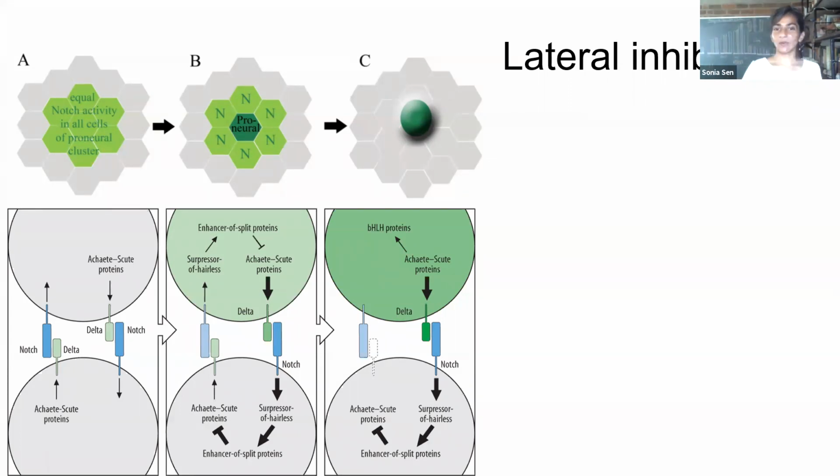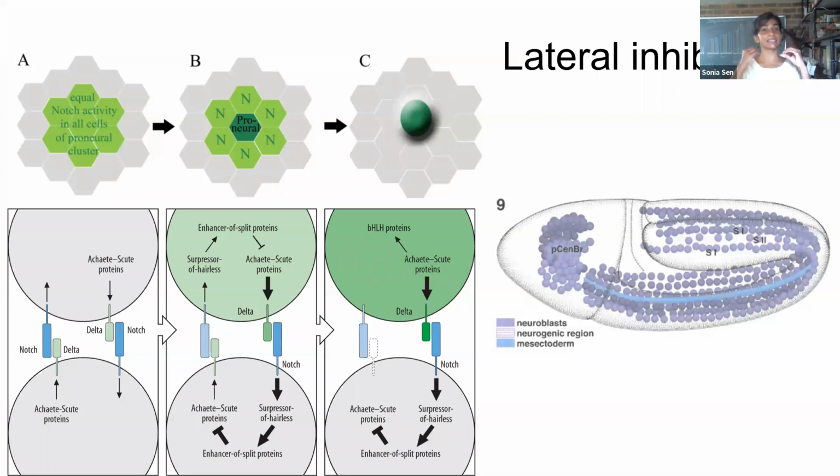Okay, so at the end of all of that, imagine this is the one cluster I showed you, but remember this is happening along the entire length of the embryo, and you have neural stem cells popping up into the embryo. And remember I said this was akin to the neural tube forming.